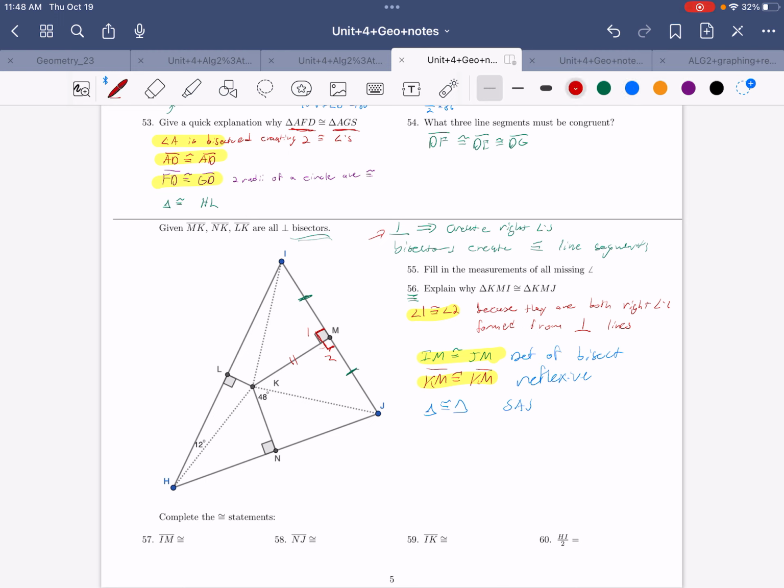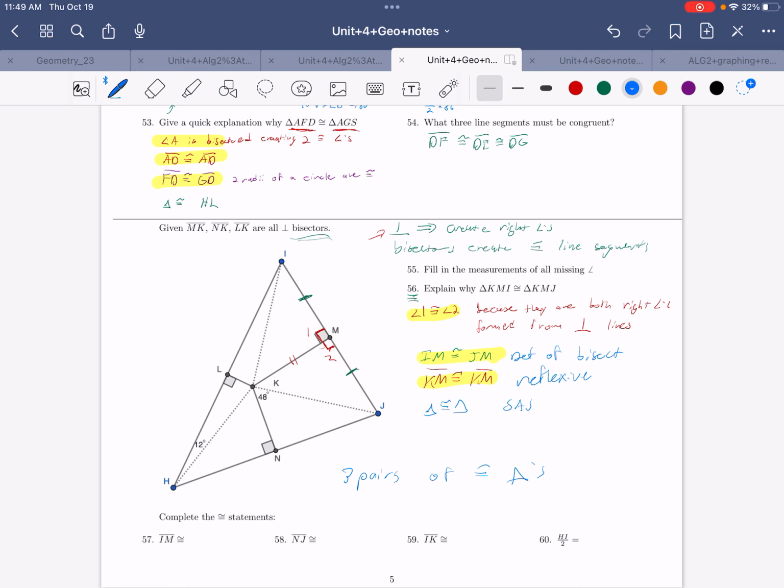And that's going to be true with this triangle and this triangle, and that's also going to be true with this triangle and this triangle, right? So we've got 2 pairs of congruent triangles. Sorry, 3 pairs of congruent triangles. Now, let's actually go through this.